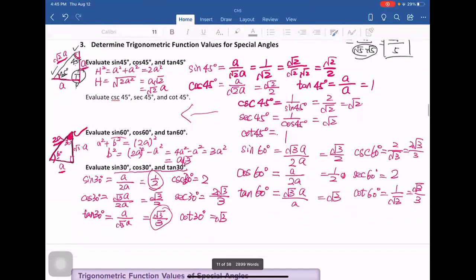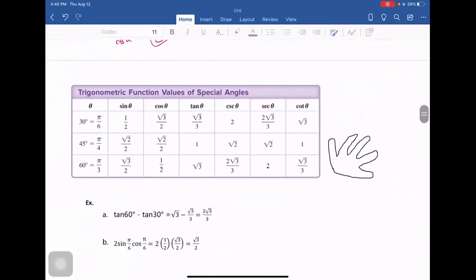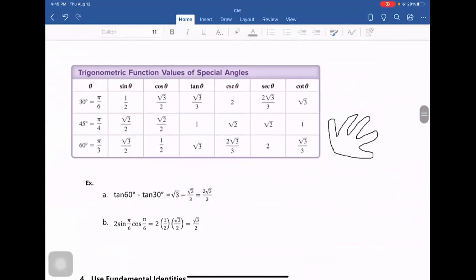Okay, let's move on. If you think, oh, it's so hard to memorize the procedures, you just memorize the values of sine 30 degrees, cosine 30 degrees, sine 45 degrees, and sine 60 degrees. So just memorize the values in this table.